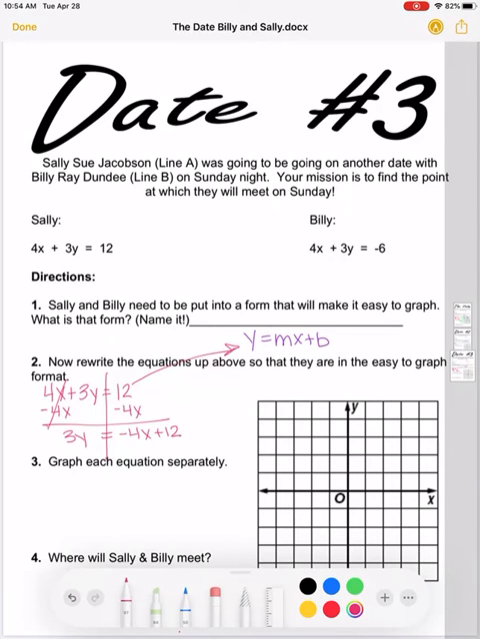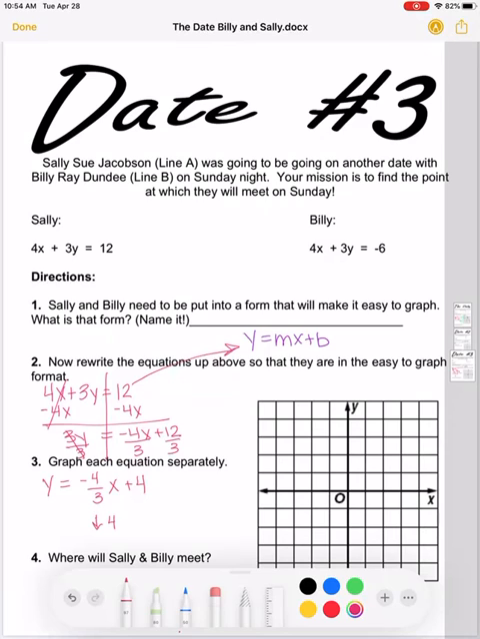You do not have 8x, you do not have -8x, and you do not have 8 or -8. The 12 and the 4 are not like terms. To get my y by itself, divide by 3, divide by 3, divide by 3. Those guys will cancel. So Sally's finished equation is -4/3 x. Leave that fraction be. It is okay. Plus 4. You will also get a fraction for Billy. That is okay, because remember that slope as a fraction is very easy to graph.